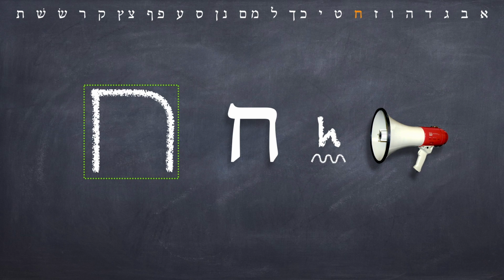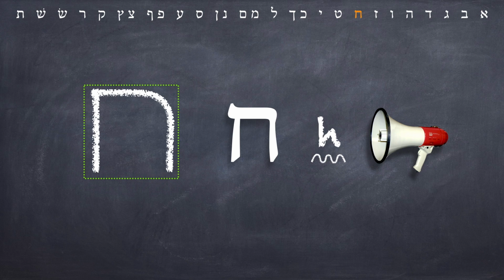Chet makes the sound Che. This can be a little tricky at first because it's not a sound that we use in the English language. It's made actually by constricting the airflow in the back of your throat, kind of like when you say the word aha. A bit of a rough H sound.